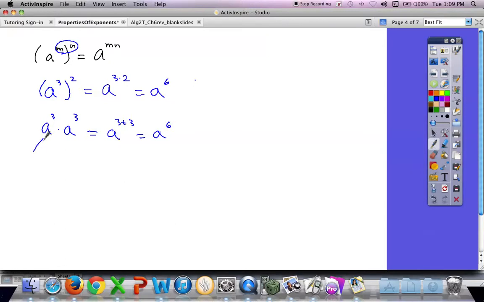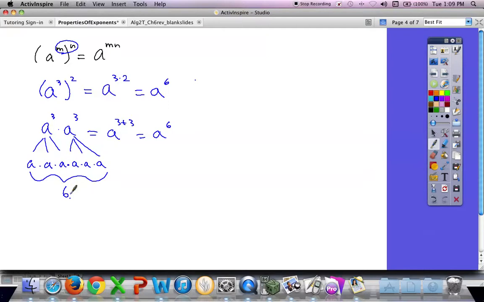Or I could even break it down into how many different times we are multiplying a together, right? Each a to the third multiplies a together 3 times. And then when you multiply a to the third times a to the third, the total is 6.